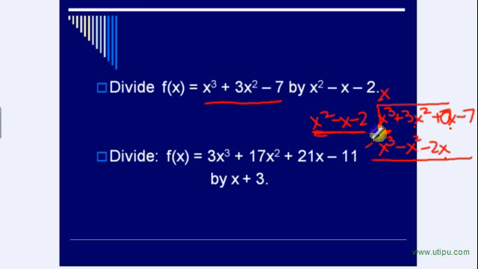X cubed minus x cubed, those should always cancel. 3x squared minus a negative x squared, so that becomes 4x squared. 0x minus a negative 2x becomes plus 2x. And then bring down the next number, minus 7. Now, it's these positives and negatives that usually cause people the most trouble and where most mistakes are made. So be careful when you're subtracting a negative that you're actually adding, or if you're subtracting a positive that you are subtracting.